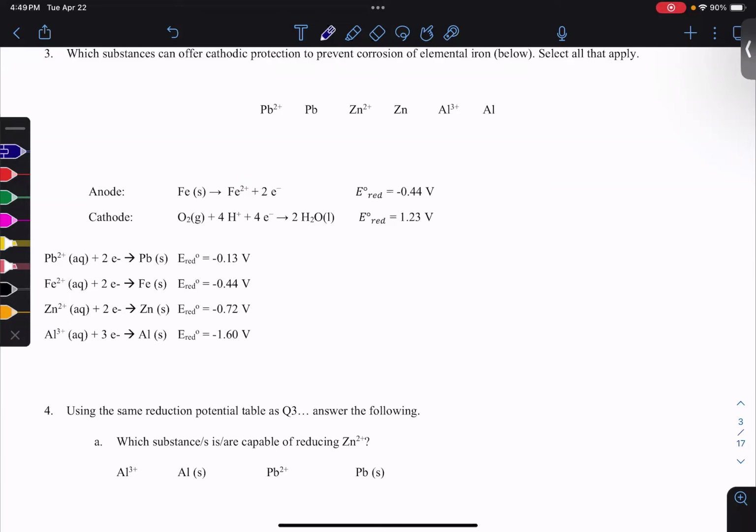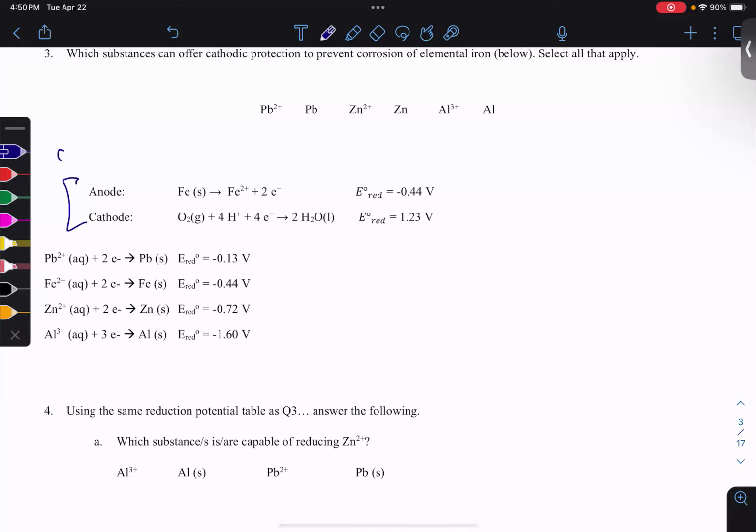So we can think about definitions here, how they're related. In this question, I'm asking what substances can offer cathodic protection to prevent the corrosion of elemental iron rusting, all right?